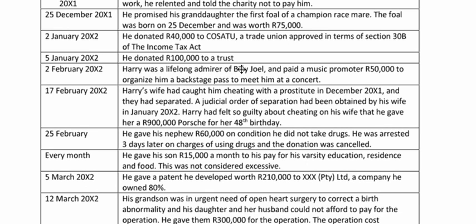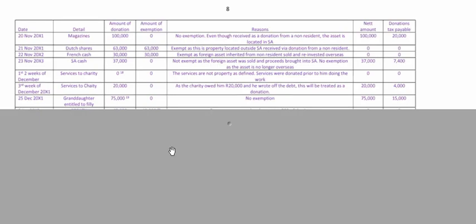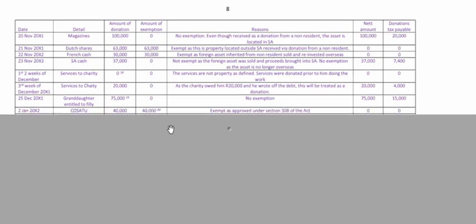Moving on, he donated 40,000 to COSATU, a trade union approved in terms of Section 30B of the Income Tax Act. Something approved in terms of Section 30B of the Income Tax Act is a public benefit organization. Any donation to a public benefit organization is going to be exempt. So, no donations tax payable.